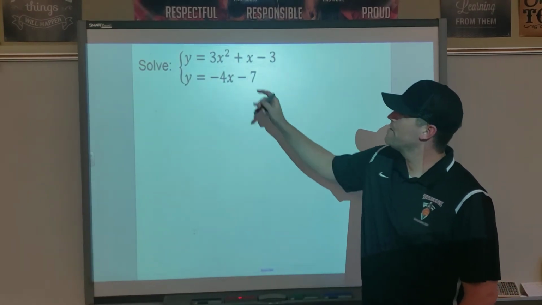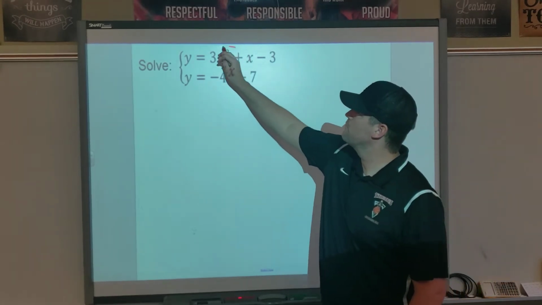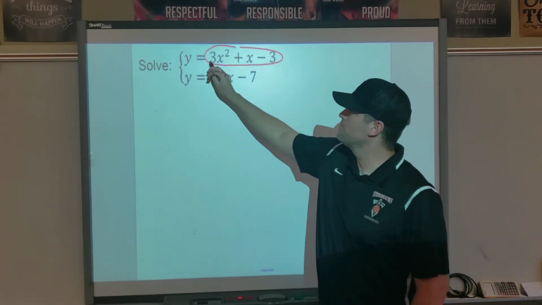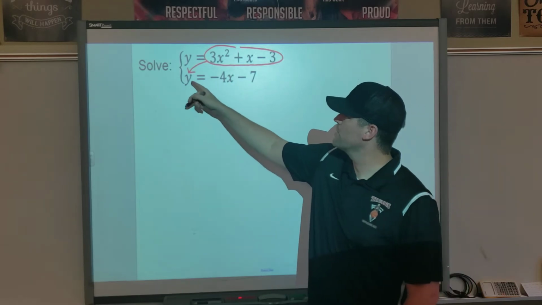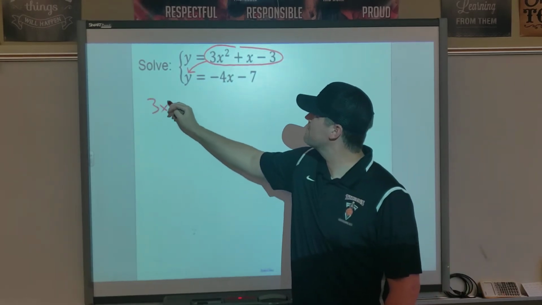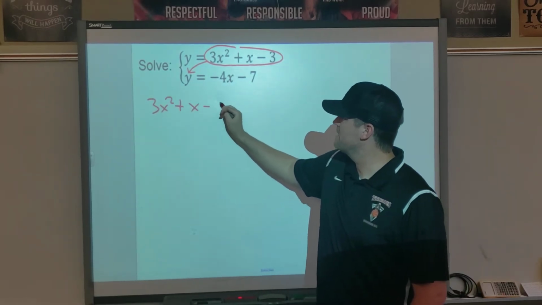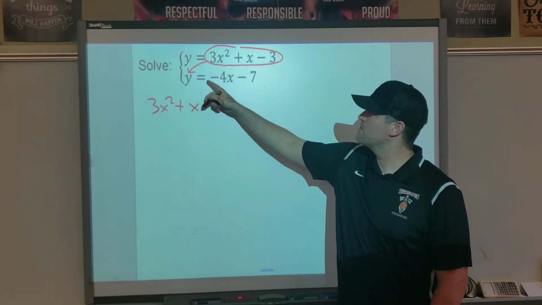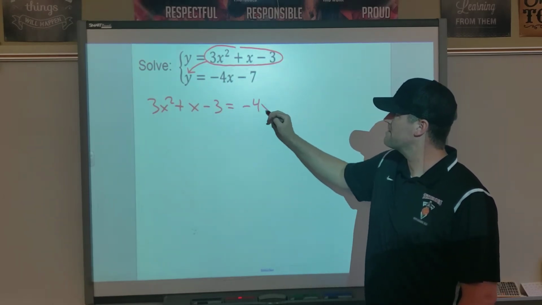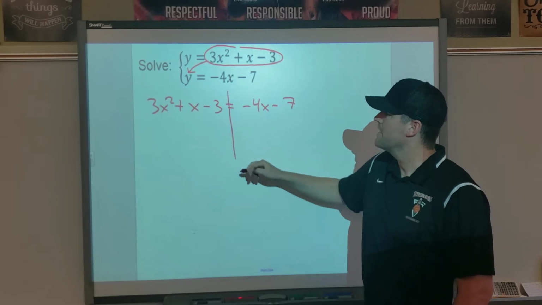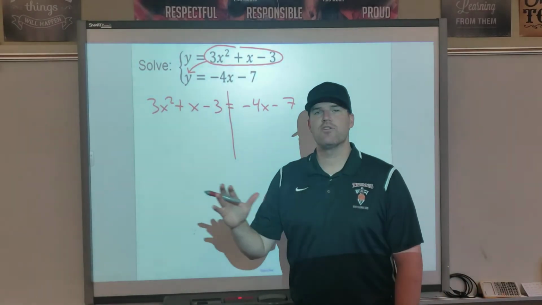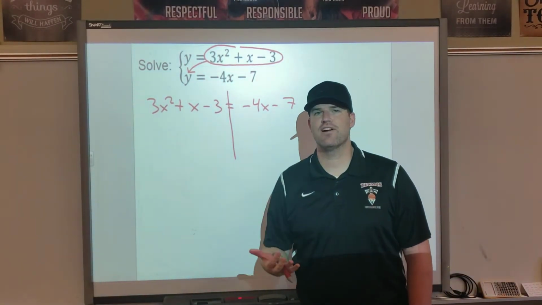But we know that both of them are y equals. So I can take what y equals and plug it in for y. So I can rewrite this as 3x squared plus x minus 3, and then it equals negative 4x minus 7. And again, at this point, we've gotten rid of the y and we're just solving for x.